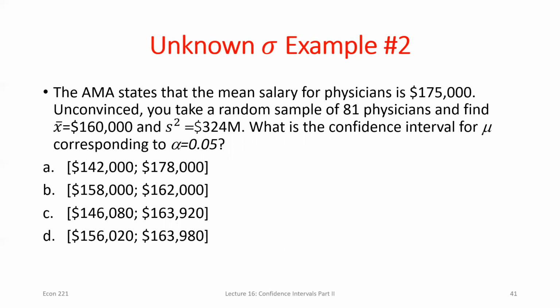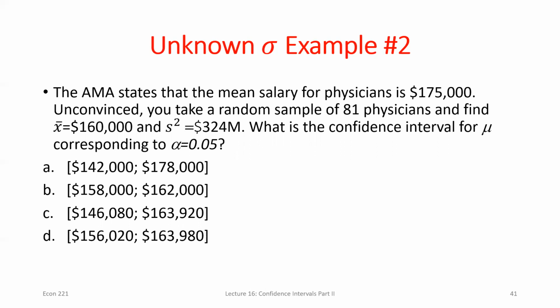You don't believe that, so you take a sample and you find a sample mean of 160,000. Now, one of the nice things about confidence intervals is basically if someone comes to you and says something, if you had a sample, you can always determine whether or not that's potentially true. You can always rule it out, right? At least with a certain level of confidence.